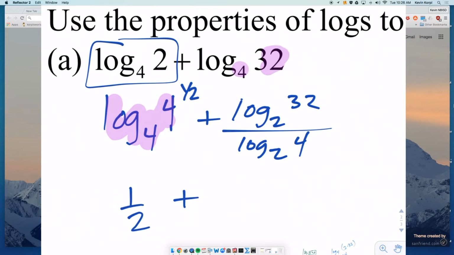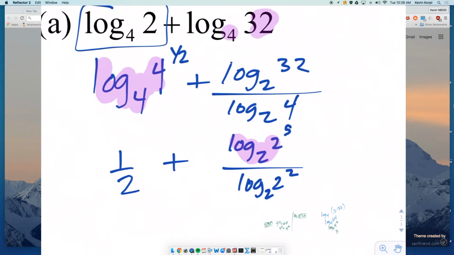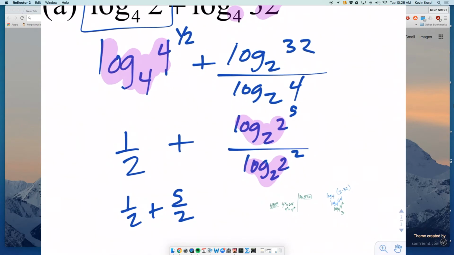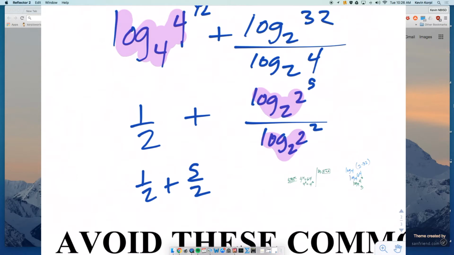Log base 2 of 32 is log base 2 of 2 to the 5th. And log base 2 of 4 is log base 2 of 2 squared. So now in the numerator, what's log base 2 of 2 to the 5th? 5. And on the bottom, what's log base 2 of 2 squared? 2. So you end up with 5 halves as your second term. And now 1/2 plus 5 halves is 6 halves. And of course, what's 6 halves?